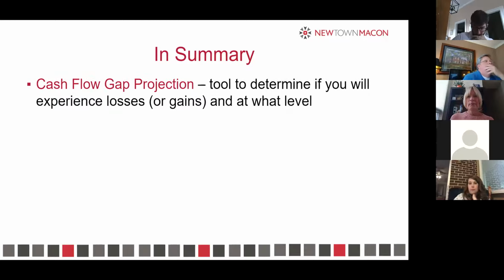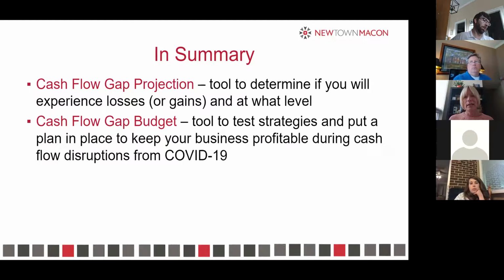Okay, so in summary, the cash flow gap projection. This is a tool we want you to use to help you determine if you're going to experience any losses. Right now, we're just looking at the next 3 months and what level of loss you're going to be working with. So once you have a grasp of that, then you're going to be able to identify where you can bring in income, reduce costs, and test some different strategies so you can get the best plan in place to keep your business profitable in light of all the challenges of the COVID-19 pandemic.